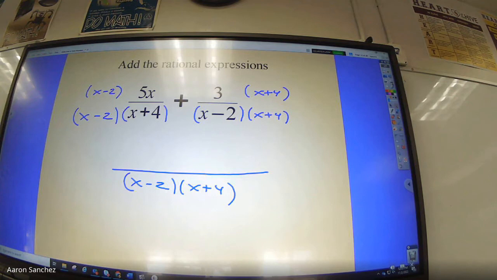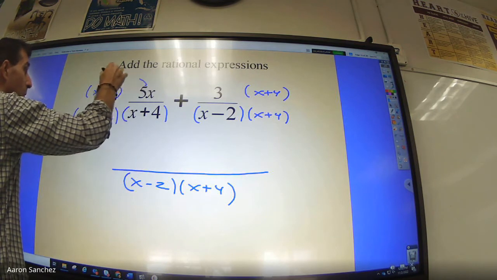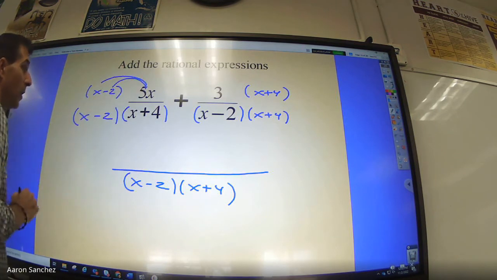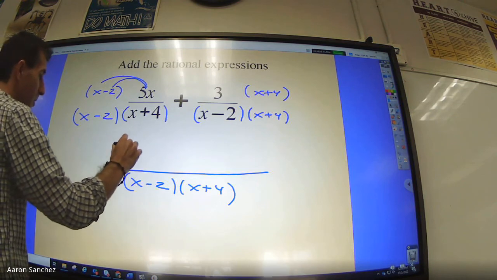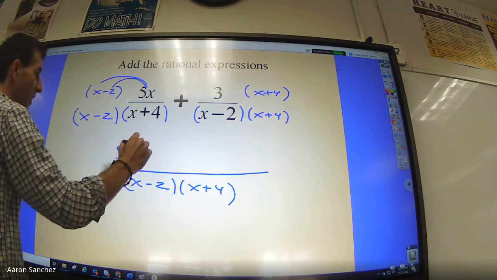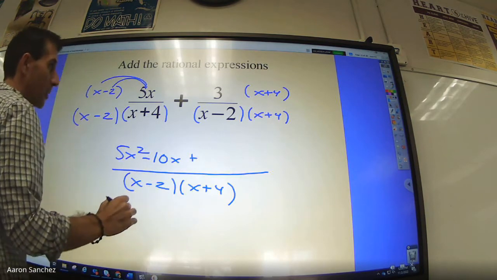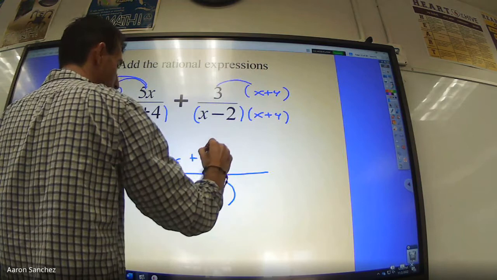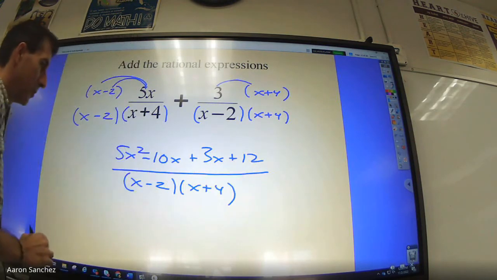X minus 2 times x plus 4, or x plus 4 times x minus 2. It's the same thing. So now, in order to combine the numerators, I need to do the distributive property. 5 times x is 5x squared. 5 times negative 2 is negative 10x. Plus, 3 times x is 3x. 3 times 4 is 12.